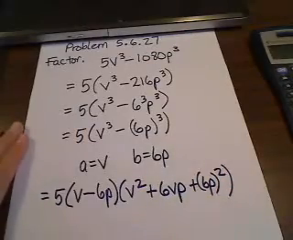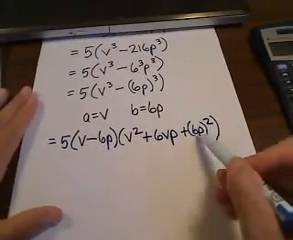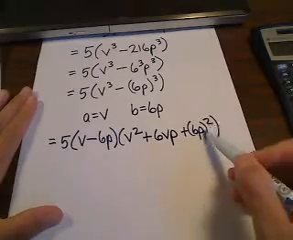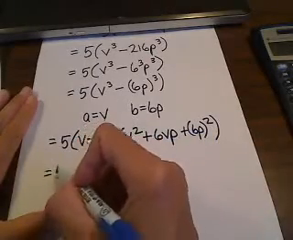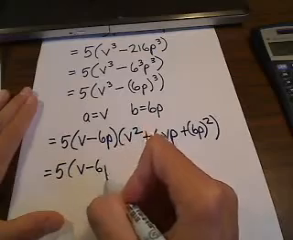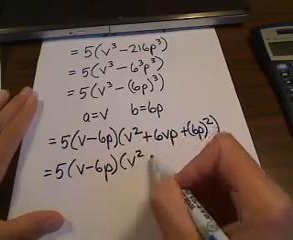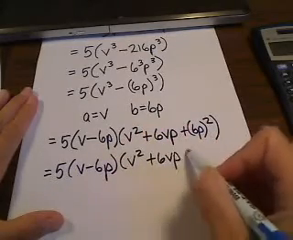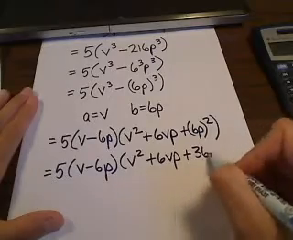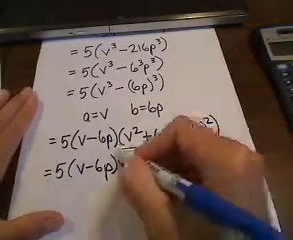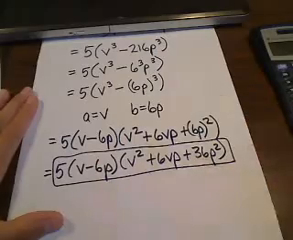Okay, so on the next line, what I would want to do is just write this out. This is 6 squared and p squared. So if we write that out, then we have v squared plus 6vp, and this is plus 36p squared. And that right there would be your answer on that one.